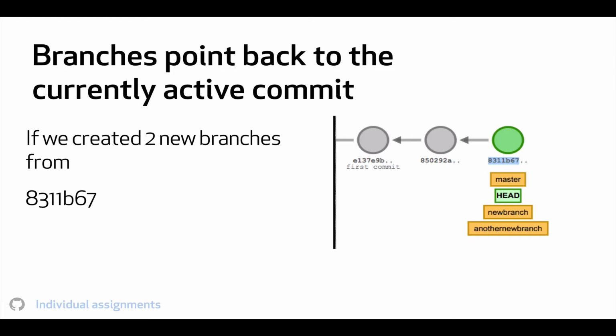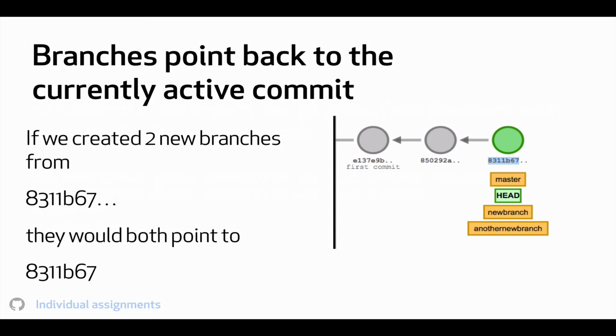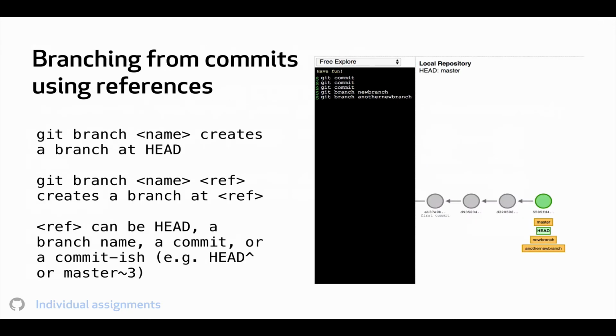Voila. Branches point back to the currently active commit. So if we created two new branches from 8311b67, they would both point to the parent of 8311b67. And you can branch from any commit or even branch from previous commits using what we call references. The caret references the previous commit, and the tildes with numbers can move you back in commits incrementally.